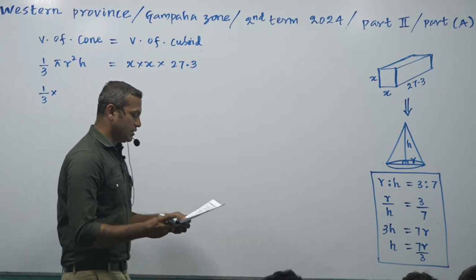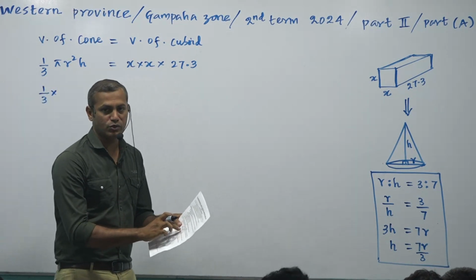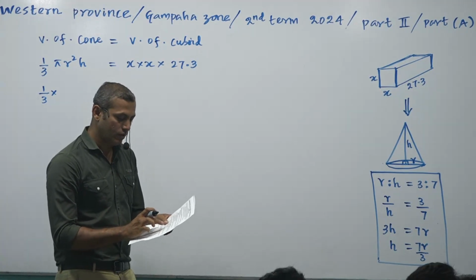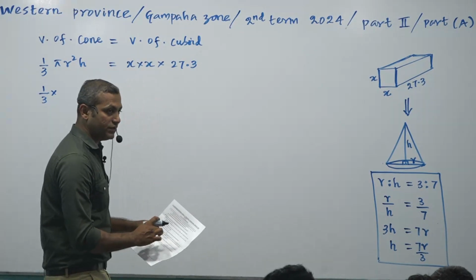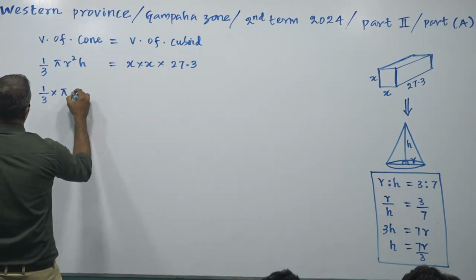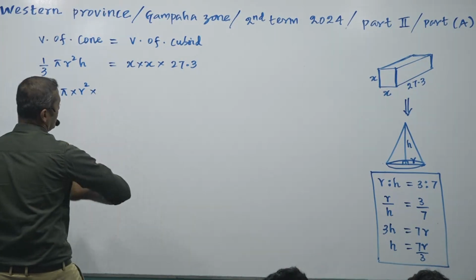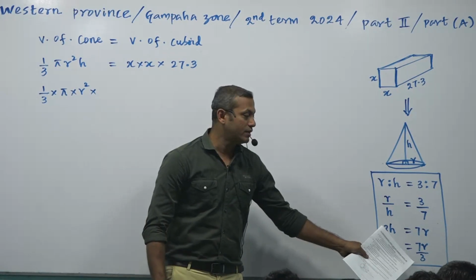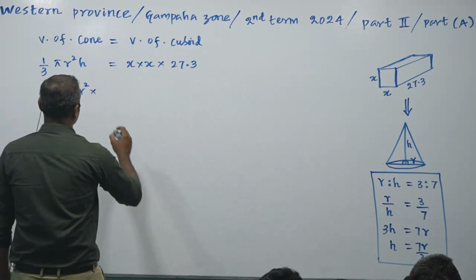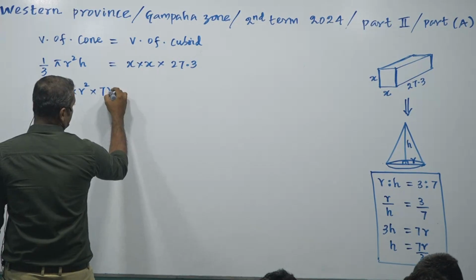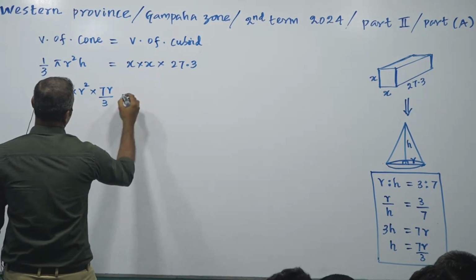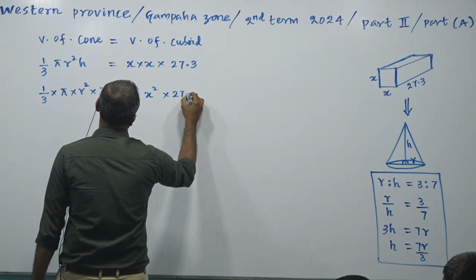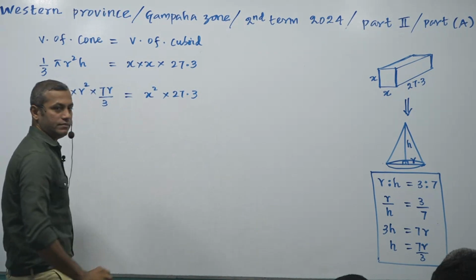If you check the answer, in the answer you have pi. So no need to substitute pi. Don't write pi equals 20.07 right now. Let it be pi, because in the answer we have pi. Pi into r squared into, see now, h can be substituted by what? For height we can write 7/3 r, 7r over 3. This is equal to x squared into 27.3. Yes or no?